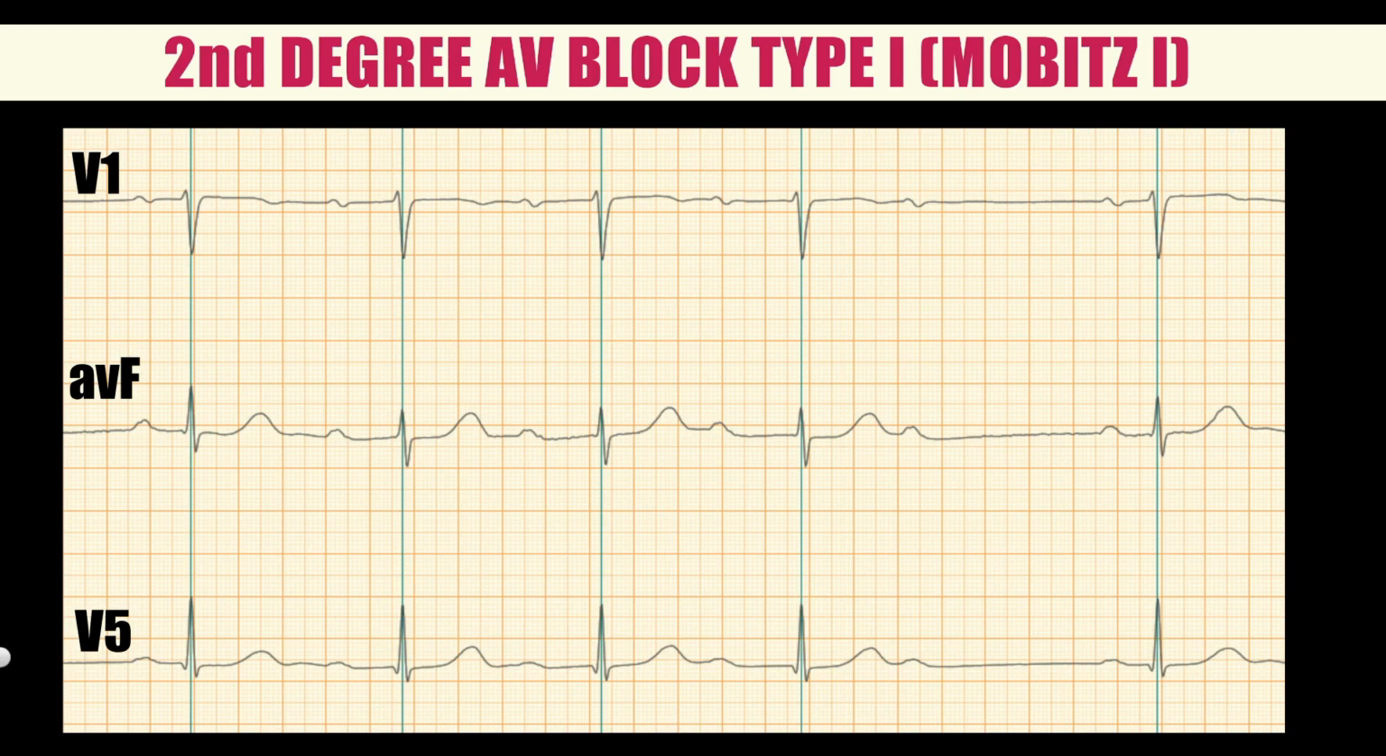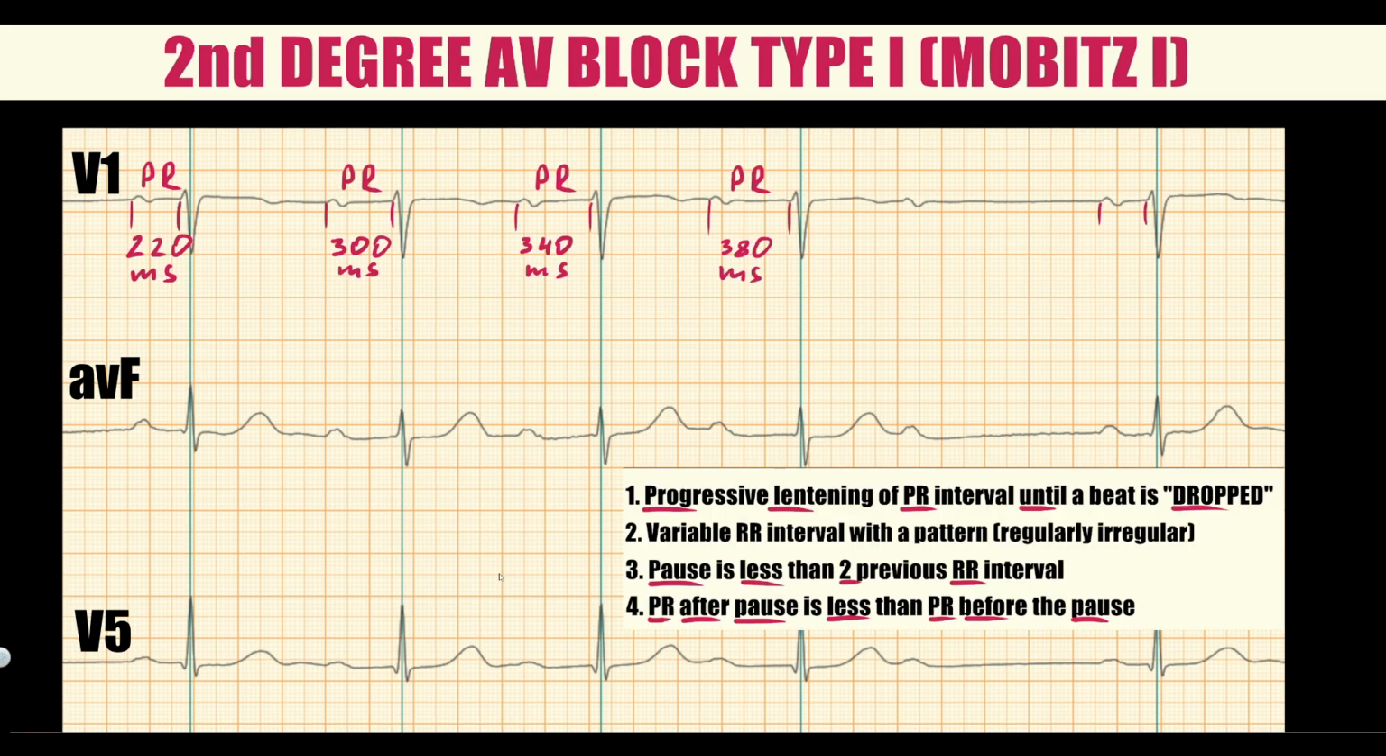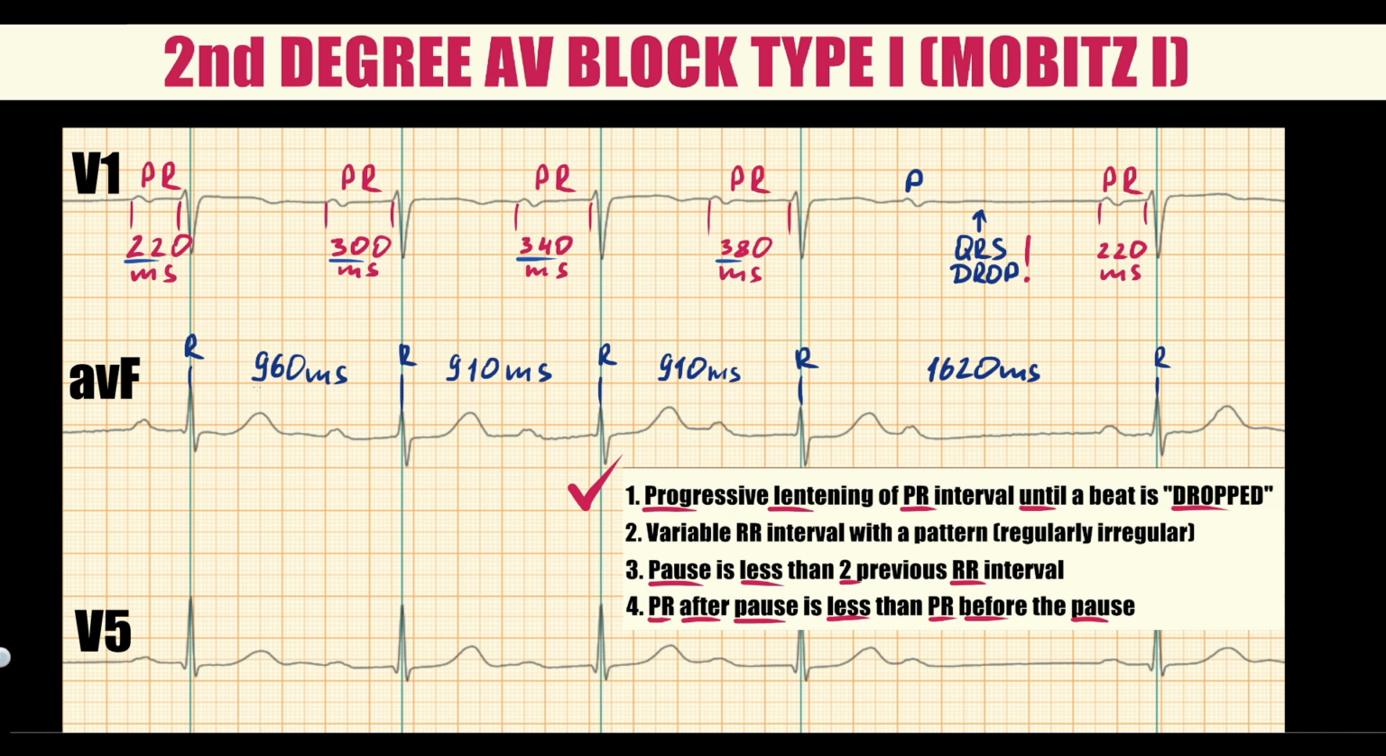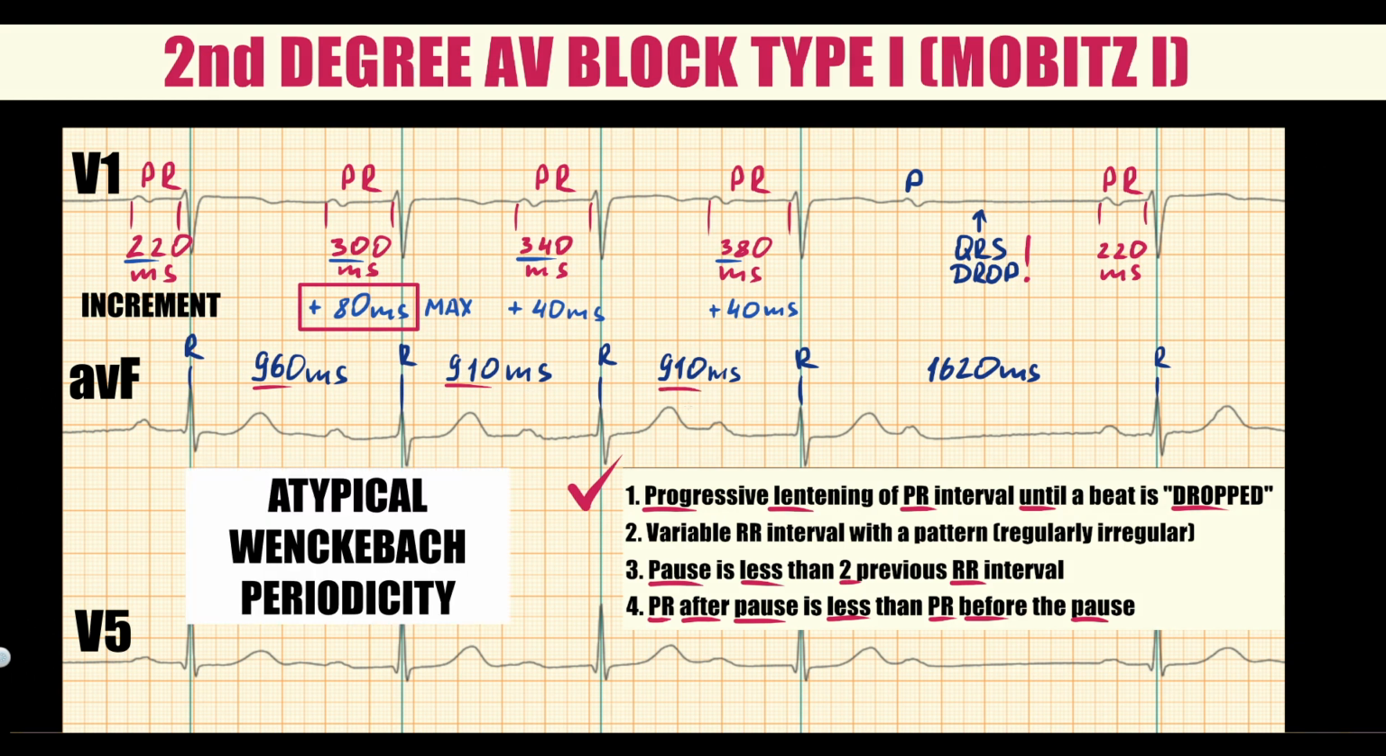Let's go to real ECG examples. We see the progressive PR interval lengthening until the QRS dropping, so the first criterion is present. Firstly, RR interval becomes shorter and after remains the same, with max increment in the second complex. But further, we don't see RR interval shortening, which means atypical Wenckebach periodicity. That indicates a regularly irregular pattern, so the second criterion is present.